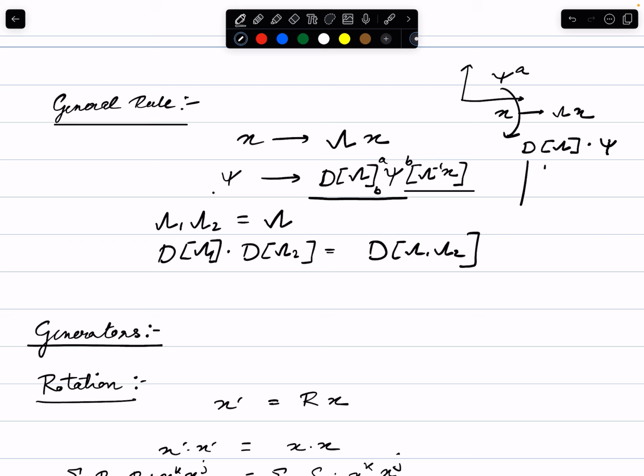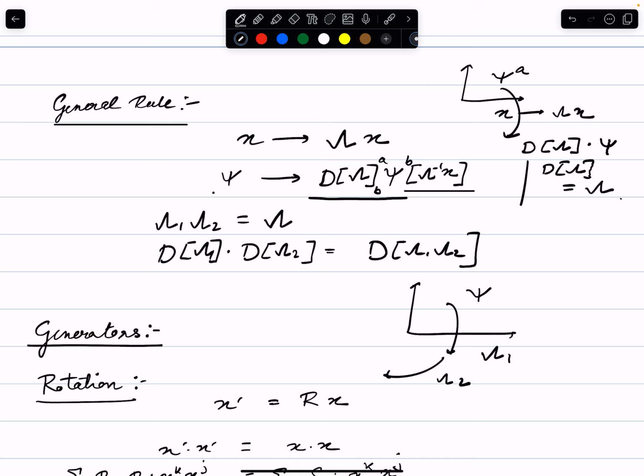For vectors, D of lambda is just lambda itself, right? But what is the property that D of lambda has to satisfy? Suppose I take two rotations. Rotation 1, which I call lambda 1, and then rotation 2, lambda 2. And this object psi, which is some kind of field, will change first by D of lambda 1 acting on psi, and in the second rotation it will change by D of lambda 2 acting on psi.